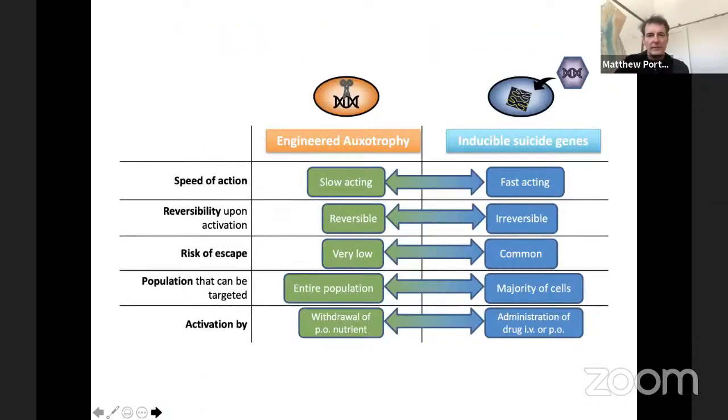So this is a slide just comparing how engineered auxotrophy compares to some of the more classic suicide genes in terms of the pace of the action, the reversibility, the probability of escaping, which is quite easy or quite measurable with suicide genes, but is impossible here because we've made double knockouts with engineered auxotrophy, and some of the other features of how the system might work.